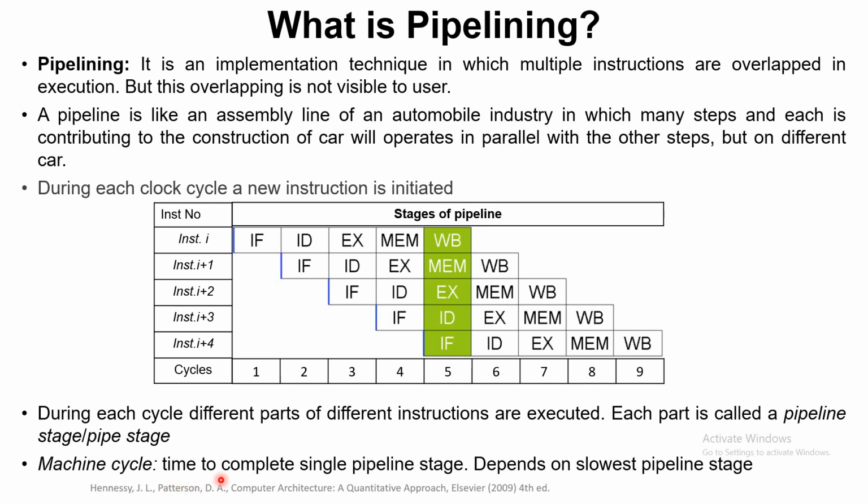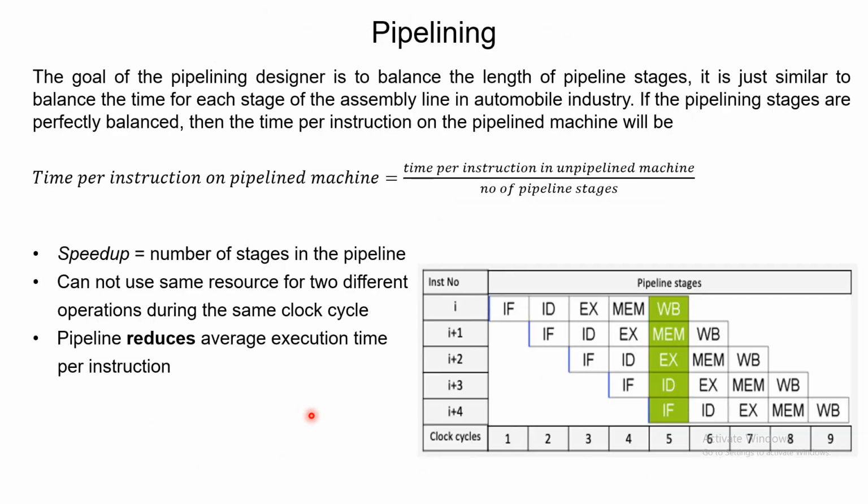So what is the machine cycle? The machine cycle is the time required to complete a single pipeline stage. Whatever time the structure takes to complete one stage of the instruction is called the machine cycle. So it depends upon the slowest pipeline stage. Theoretically, we can assume that the speeds of all the stages are the same, but practically the speeds of all the stages will not be the same. So the time we consider as the machine cycle will be the slowest time of the pipeline stage.